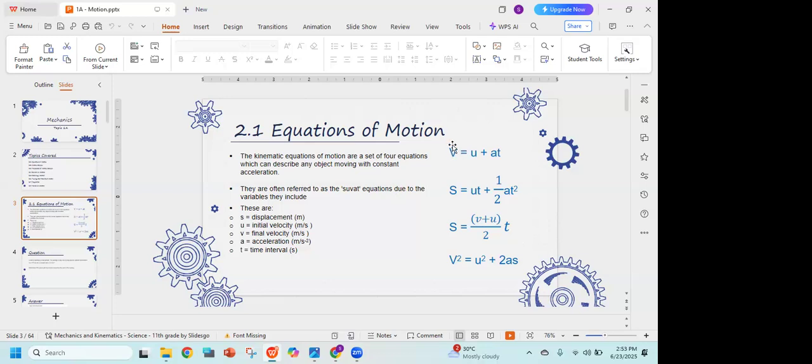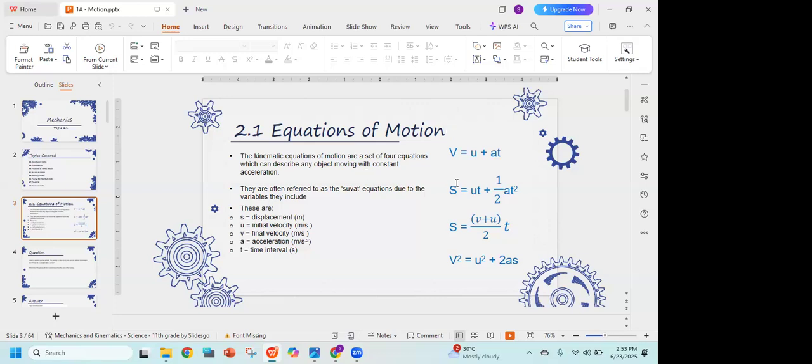So here we have these symbols. This capital V stands for final velocity, that is the last known velocity. The symbol U stands for the initial velocity, which means your starting speed. Then A stands for acceleration and T stands for time. So these are all standard symbols that we use.